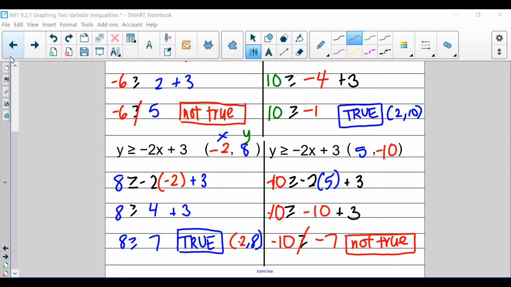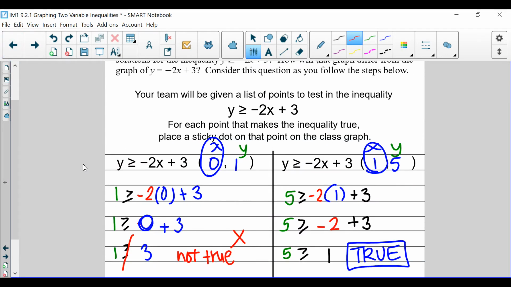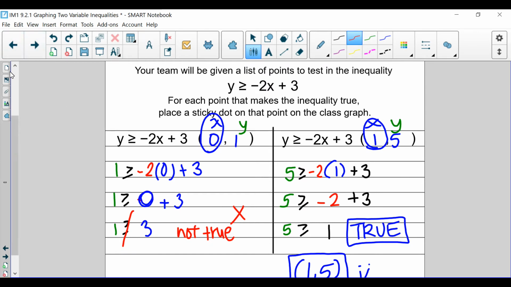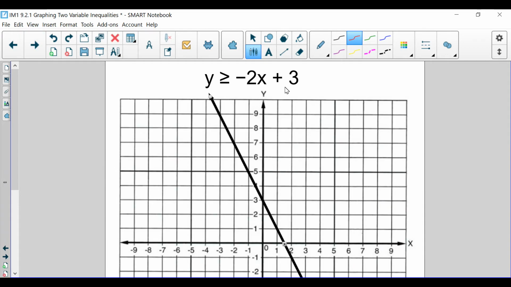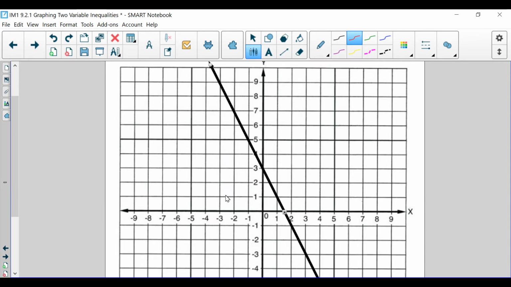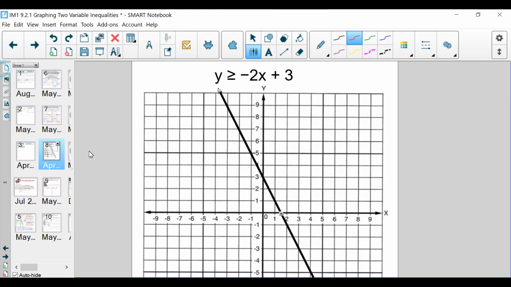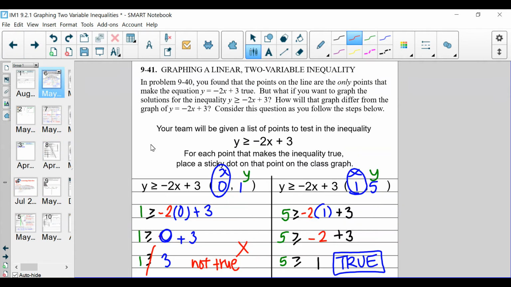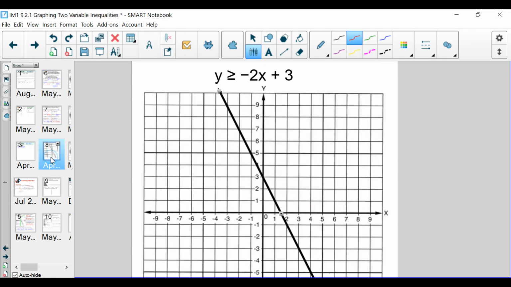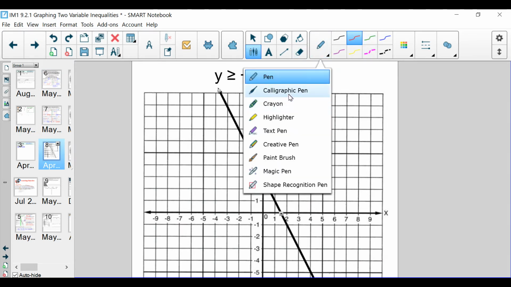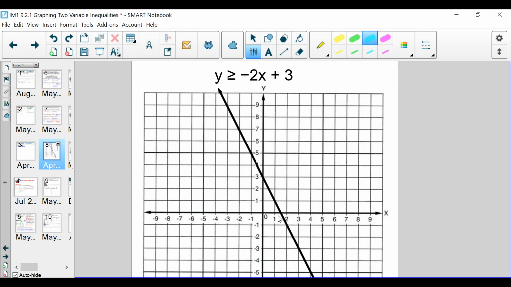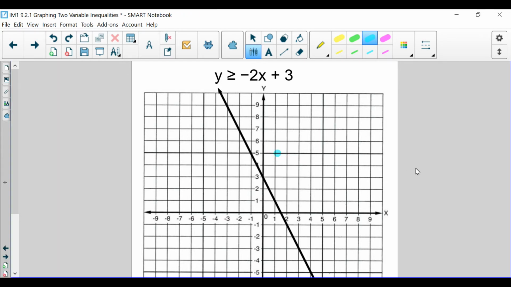So you're going to be looking at which ones are true. So 1, 5 is a true point. Is 0, 1 a true point? No. 1, 5 is a true point. So on this graph, I've already graphed -2x plus 3. Also, I want everybody to notice that it is a solid line. We're going to talk about that in just a second. Then we go back to the point we were testing, 1, 5. Where is 1, 5? Because it's a solution, we're going to graph it. 1, 5, that's here.